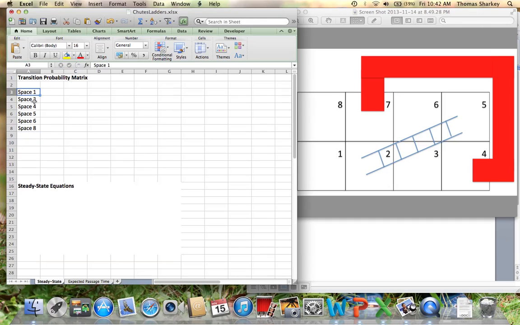Now, one thing to point out: the reason we included space 1 is that it signifies the starting point of the game. If we reach space 8, at the end of the next turn we're going to be on space 1 to restart our path through the board. So we're going to write down the states along the rows and the columns of this matrix as well. So we'll have space 1, space 3, space 4, space 5, space 6, and space 8.